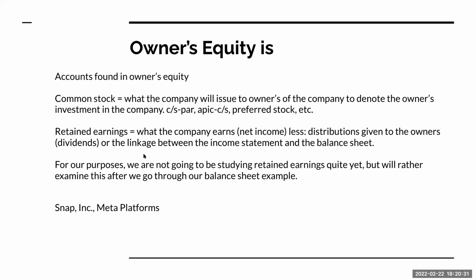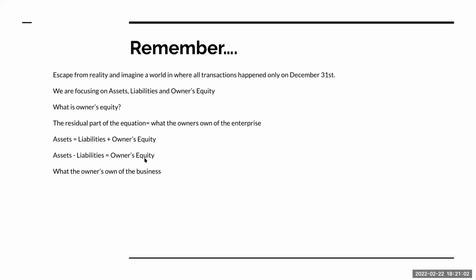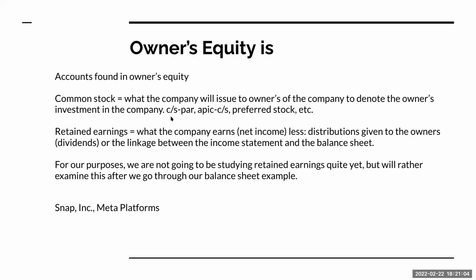Retained earnings, what the company earns, or their net income, which we're not talking about yet, less distributions given to the owners, or dividends. Again, this is the linkage between the income statement and the balance sheet. Retained earnings are the earnings that the owners are keeping. So again, we're not there yet, but we will get there eventually. So for our purposes here, we're not going to be studying those retained earnings, but we're going to go through this after we're done exploring our December 31st accounting party, also known as our balance sheet equation.